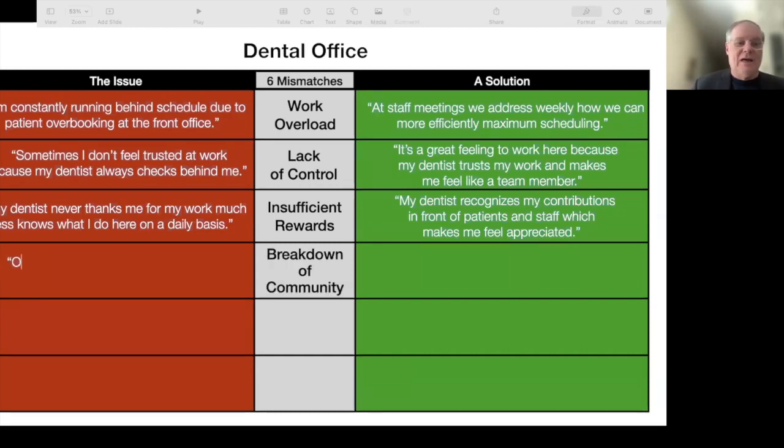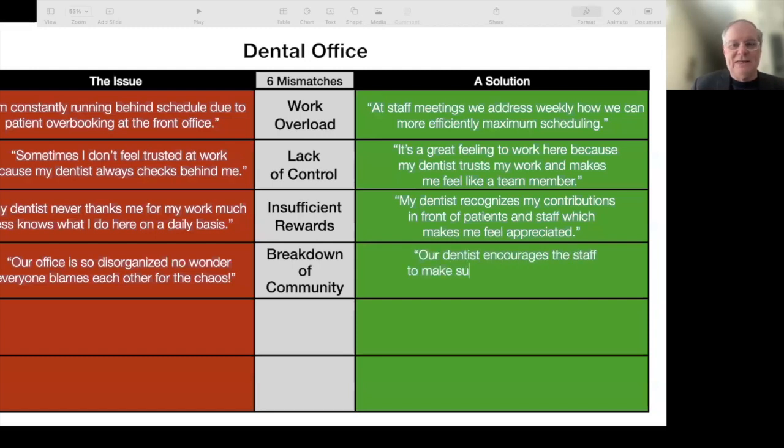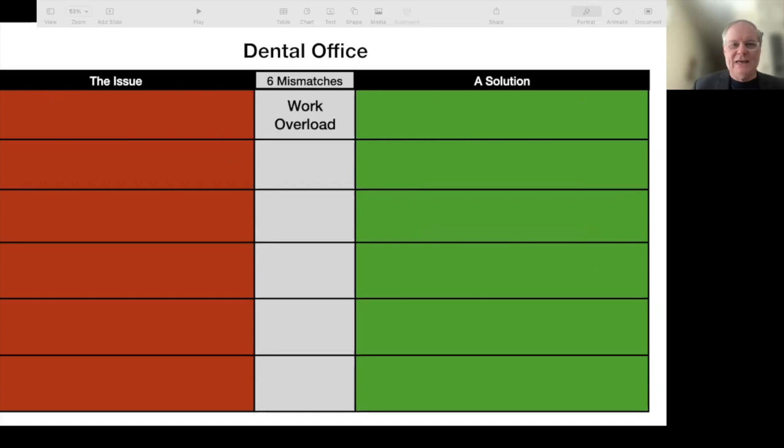Breakdown of community. Our office is so disorganized, no wonder everybody blames each other for the chaos. There are offices like that. A solution might be, our dentist encourages input from the staff members to make decisions. Get your staff involved because that tells them that they're recognized and they're accepted. Not that you do everything they say, but it gives them a chance to give feedback.